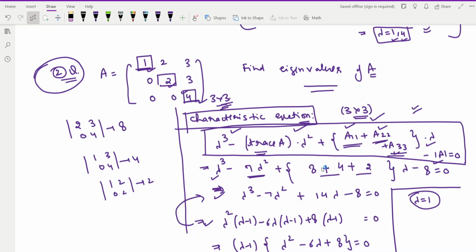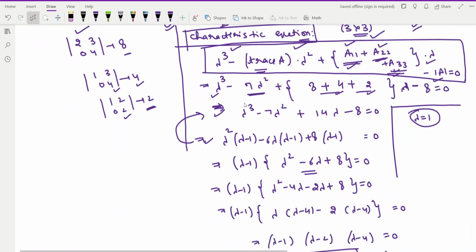These are the cofactors. A11 is the cofactor with respect to the element 1, that is 2 3 0 4, that is 8. A22 is the cofactor with respect to this element, that is 1 3 0 4, that is 4. And A33 is the cofactor with respect to this element, that gives 1 2 0 2, so this will be 2. And into lambda as it is, minus the determinant of this matrix, that is 8. That is very easy to calculate.